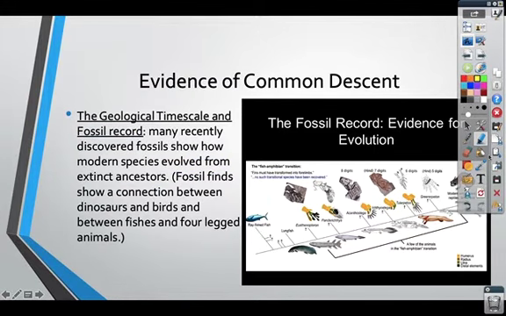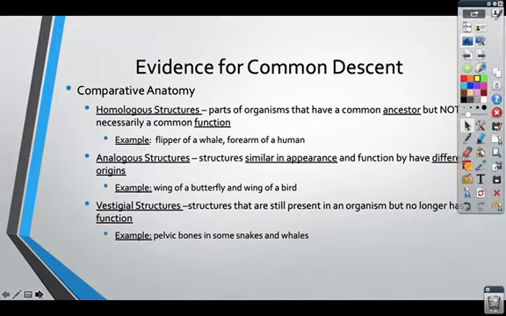The next line of evidence comes from comparative anatomy. Now, you're going to have a lot of words to write down from this slide, so you may want to pause it and write down the terms and their definitions. So comparative anatomy is looking at structures that make up organisms' bodies and seeing how closely they look alike or how they function to one another.